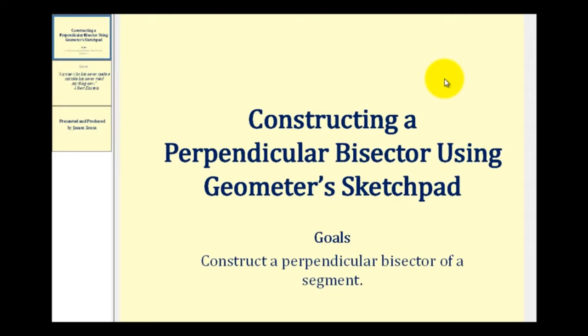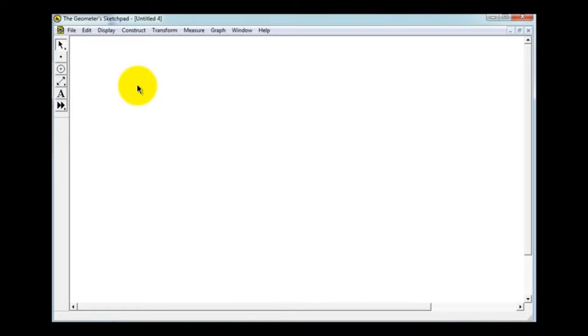Welcome to a lesson on constructing a perpendicular bisector of a segment using Geometer Sketchpad. So we'll start by constructing a segment. We can use this tool here, hold down the cursor, select this first option, then we can click and make a segment on the screen.